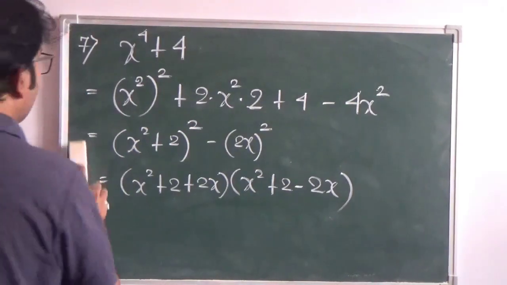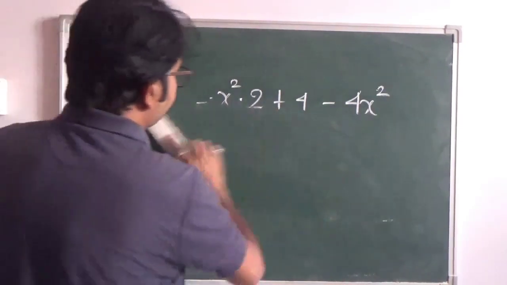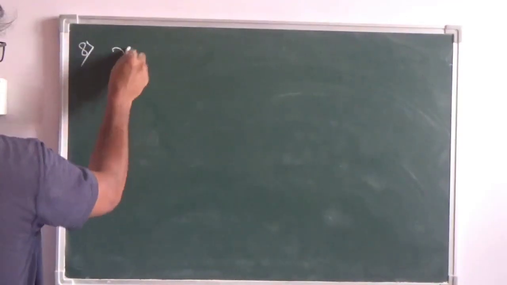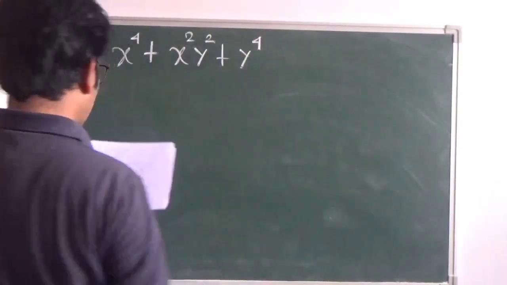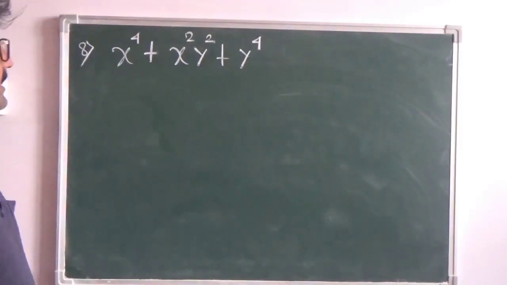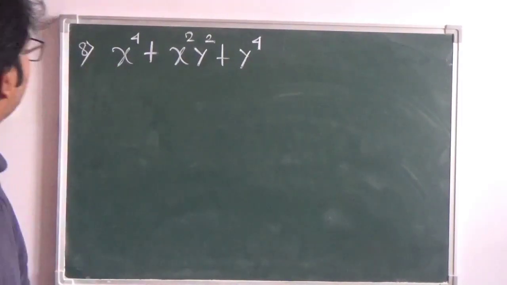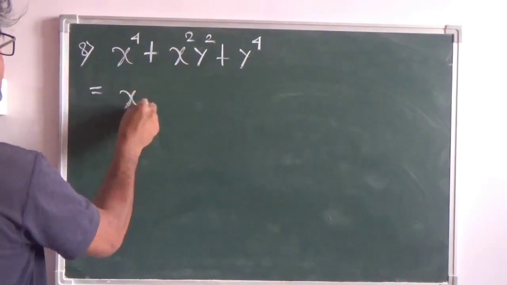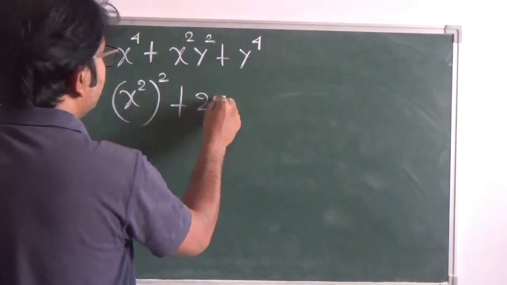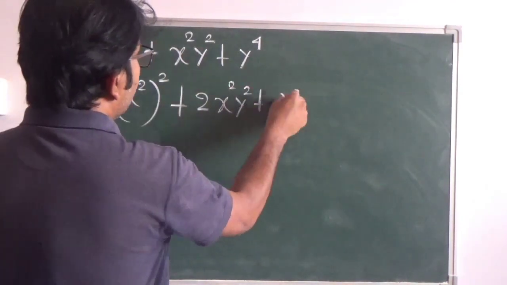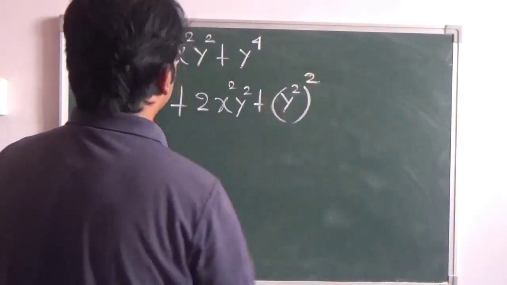This is 7. Now question number 8. x power 4 plus x square y square plus y power 4. So we need to express it as a difference of two squares. So what we do is x power 2 whole square. You can make it like 2x square y square, so that it becomes x square plus y square whole square.